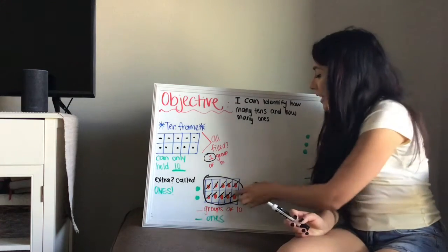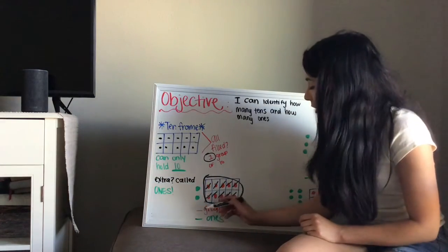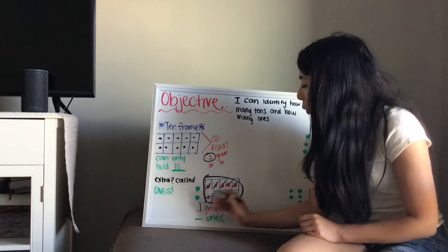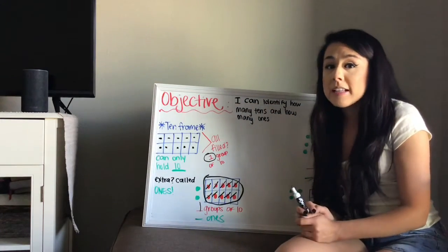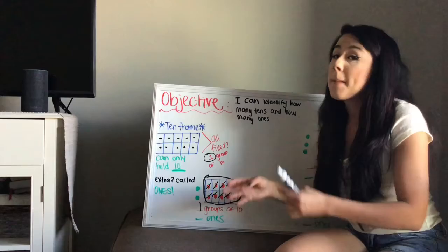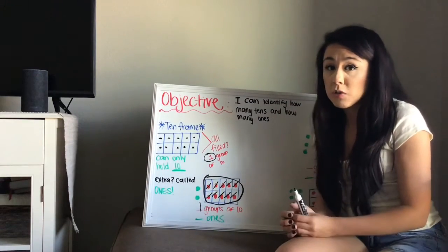Good job. This is one group of 10. So down here, I'm going to put that it's one group of 10. Now, there are 10 counters inside, but it's one group, one big group, okay?